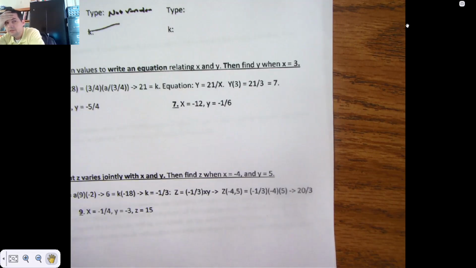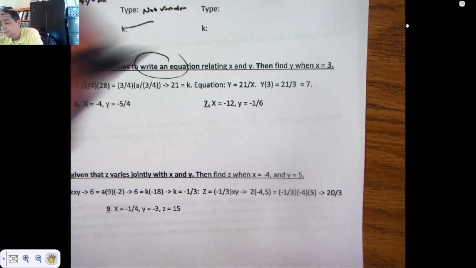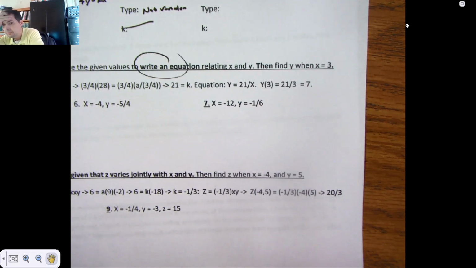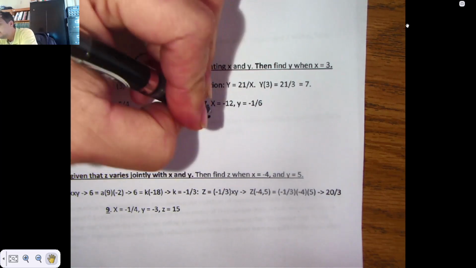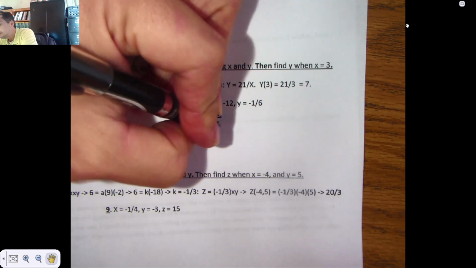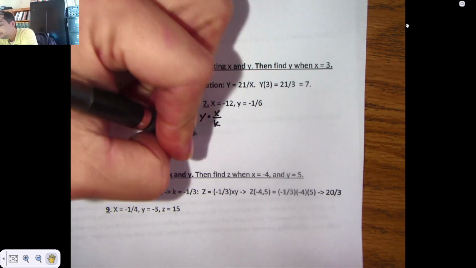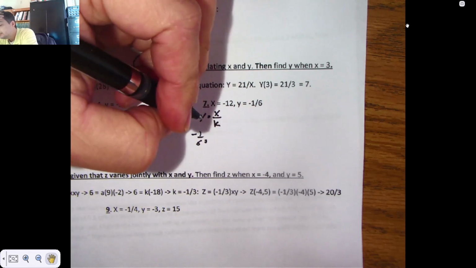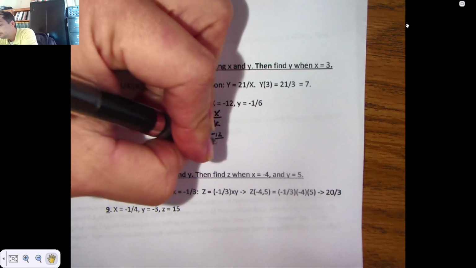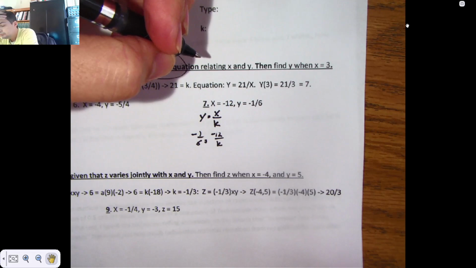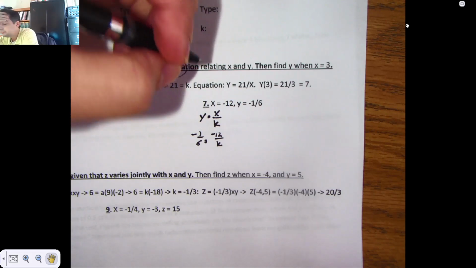Let's see, pay attention to these instructions. They say write an equation first and then do something. If you don't write the equation first and then do something, you don't get credit for it. You have to write the equation. So it says they vary inversely, which means y is a constant over x. There's my form, plug in. Negative 1/6 is a constant over negative 12. Then you've got to figure out what the constant is.